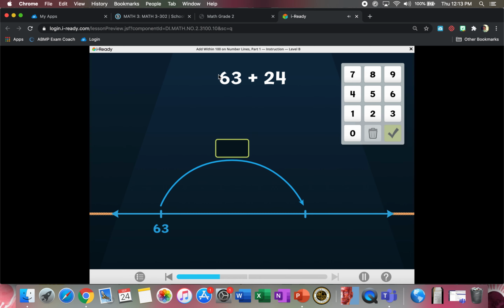So you're starting with 63 down here. So we're going to take this second number, 24, and we're going to break it apart into tens and ones. So there are 2 tens in 24. 2 tens would be 20.